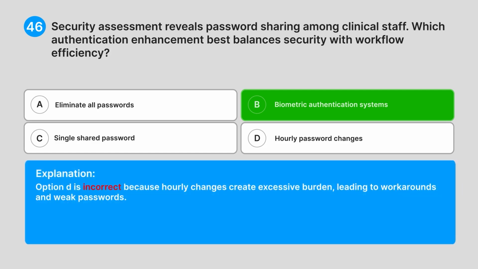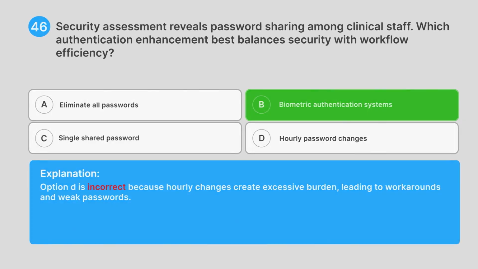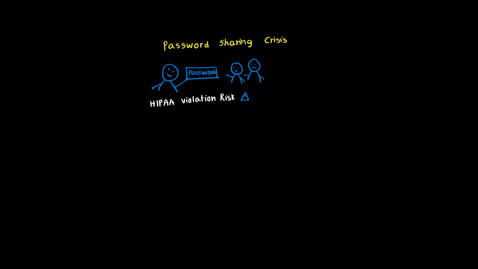Option D is incorrect because hourly changes create excessive burden, leading to workarounds and weak passwords. Password sharing among clinical staff is a HIPAA violation waiting to happen. Eliminating all passwords removes essential access control. A single shared password destroys accountability. Hourly password changes create impossible burden, leading to workarounds. Biometric authentication elegantly solves everything.